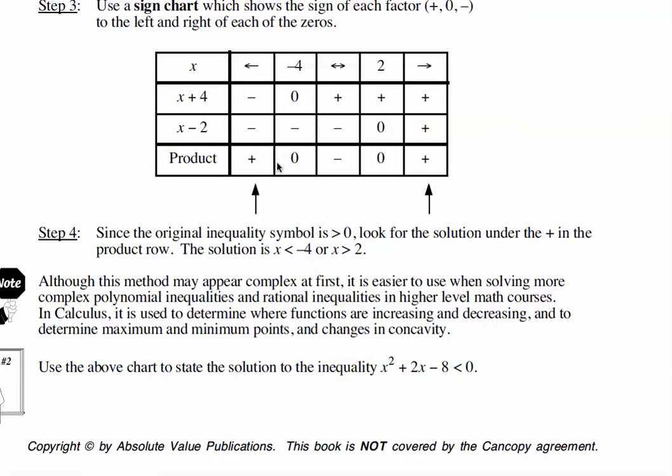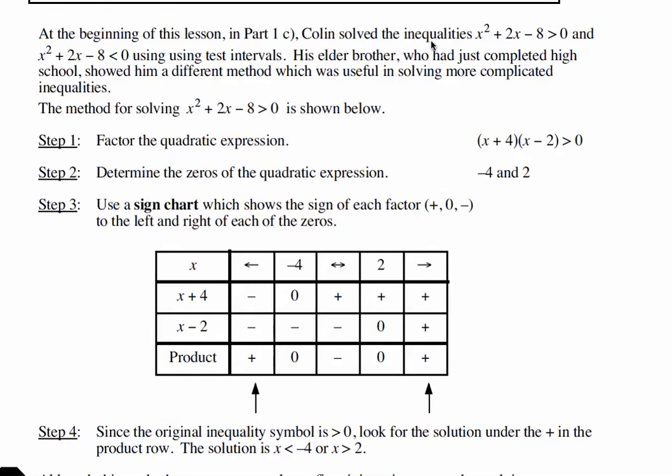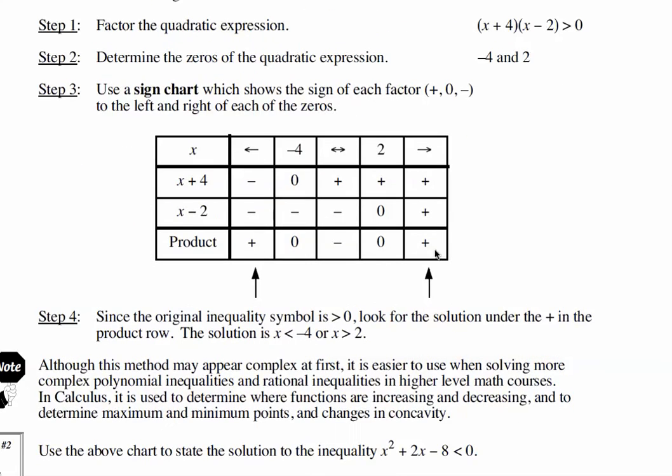So this chart has actually given us the answer. The 2 points where our product is positive, notice that that's what we wanted. We wanted to know when x squared plus 2x minus 8 was greater than 0, i.e. positive. The 2 points where the product is positive gives me my solution. So I can write x is less than negative 4, or x is greater than 2.